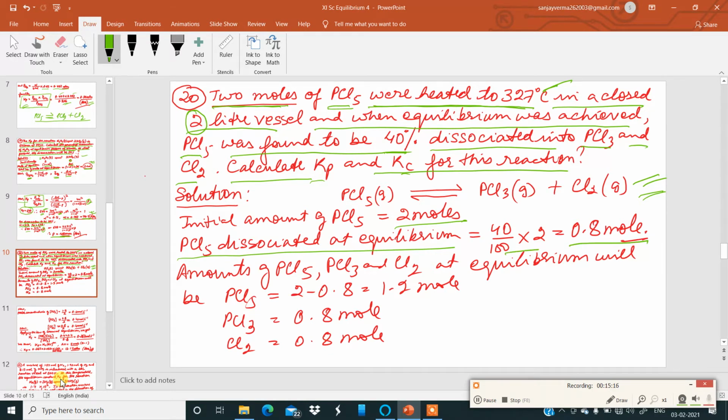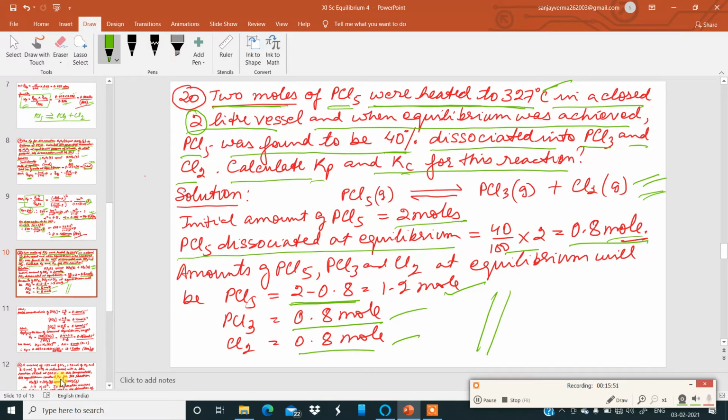So at equilibrium, the amount of PCl5 can be obtained by subtracting 0.8 from 2, that is the initial number of moles. So 2 minus 0.8, so 1.2 mole of PCl5. 0.8 mole is for PCl3 because it is saying 40% dissociated into PCl3 and Cl2. So 40% is 0.8, that is PCl3 will be 0.8 and chlorine will be 0.8. I hope this much is clear to all of you.